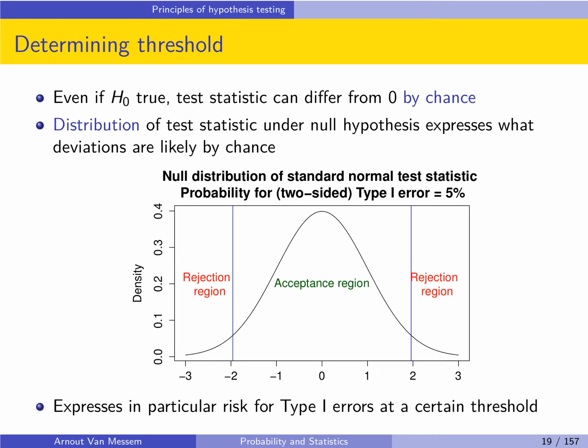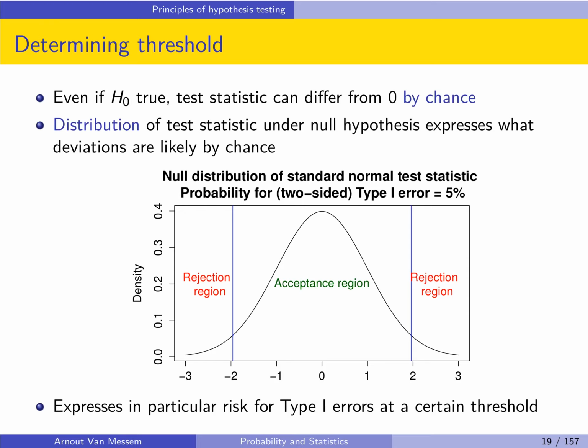As we said before, even if the null hypothesis is true, the test statistic can be different from zero by chance. So under the null hypothesis, there would be no effect, so the test statistic should theoretically be equal to zero, but due to randomness in the data, it can be different from zero. The way to check how likely such a deviation from zero is, is through the distribution. So we will look at the distribution of the test statistic, assuming that the null hypothesis is true.